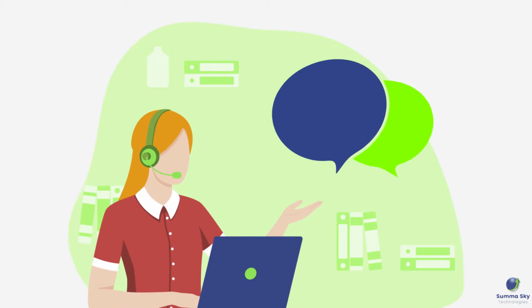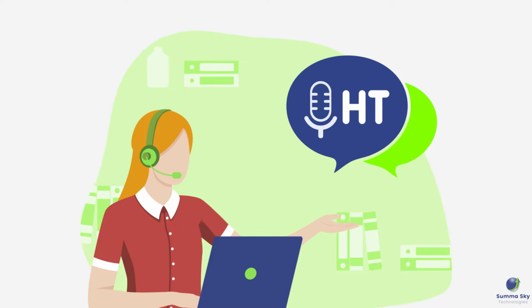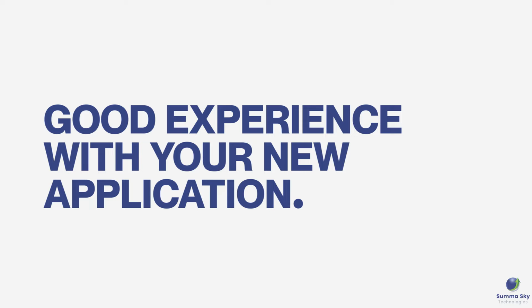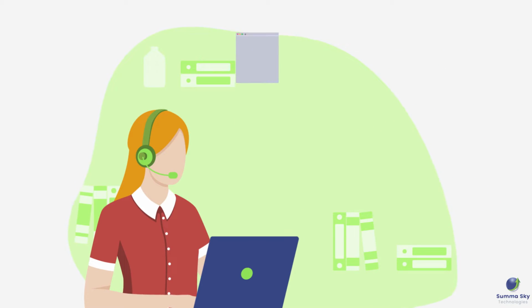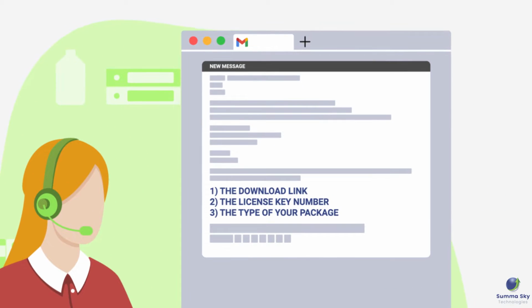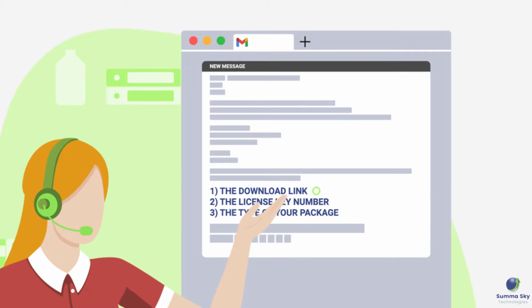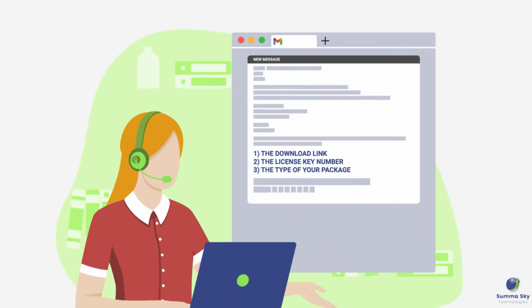Now that you have purchased a subscription to Voice Comment HT, we want to make sure you have a good experience with your new application. After your purchase, you should receive an email that provides you with a receipt and 4 key pieces of data: the download link for the desktop application, the license key for your subscription, a description of the subscription type, and the start and expiration dates.